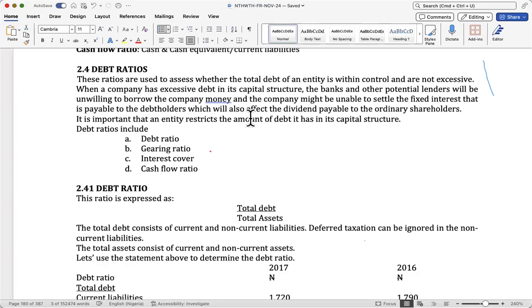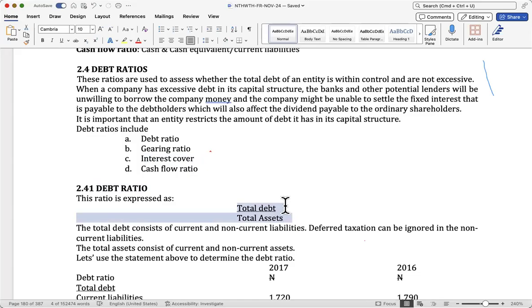So there are four of them. There is the debt ratio itself, there is the gearing ratio, there is the interest cover, and there is the cash flow ratio. The debt ratio itself is total debt to total assets. You'll find the examiner calling this the debt to asset ratio. And it's just your total debt.